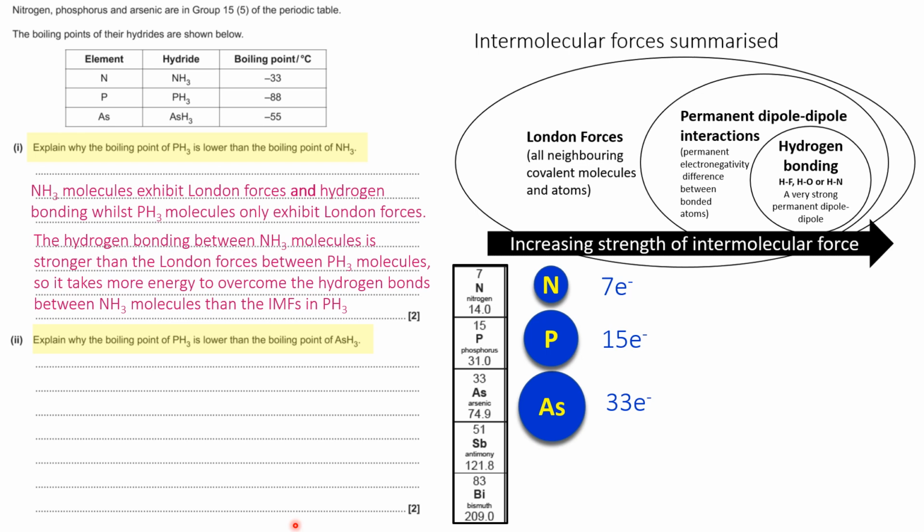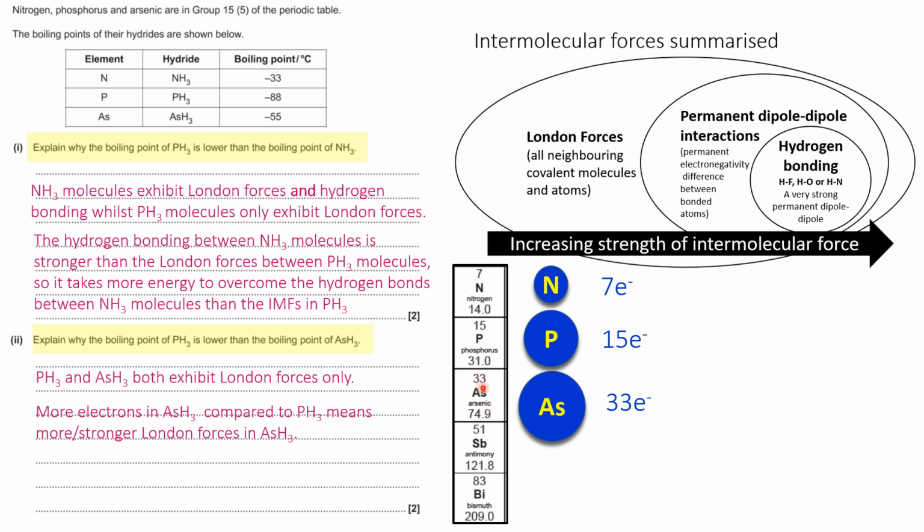The next section wants you to think about explaining why the boiling point of PH3 is lower than the boiling point of AsH3. Now they both exhibit London forces, no hydrogen bonding going on here. But there are more electrons in AsH3. If you have a look at arsenic, it's got a proton number of 33. It's got 33 electrons as a result. If you look at phosphorus, it's got a proton number of 15, so it's got 15 electrons as a result. So arsenic has twice as many electrons in its atom.